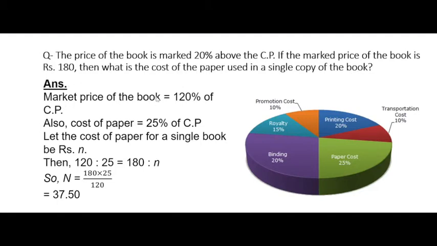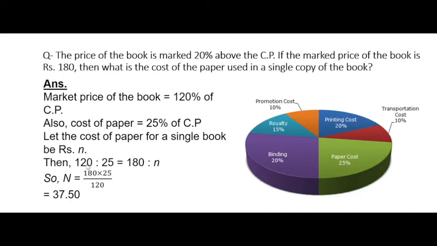So market price of the book, it is given that it is 20% above the cost price. So it will be 120% of cost price. Also, cost of paper is 25% of cost price, which is given here in this pie chart, that paper cost is 25% of total cost price. So here, let the cost of paper for a single book be rupees n.